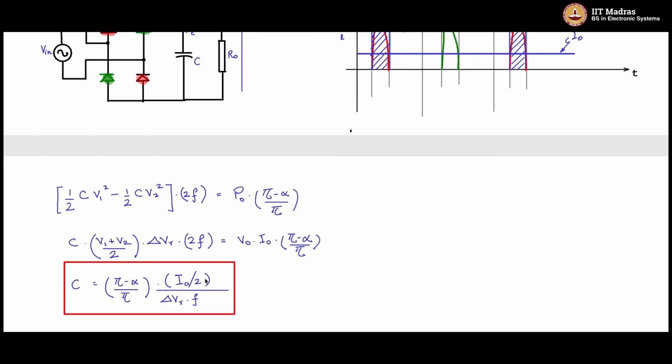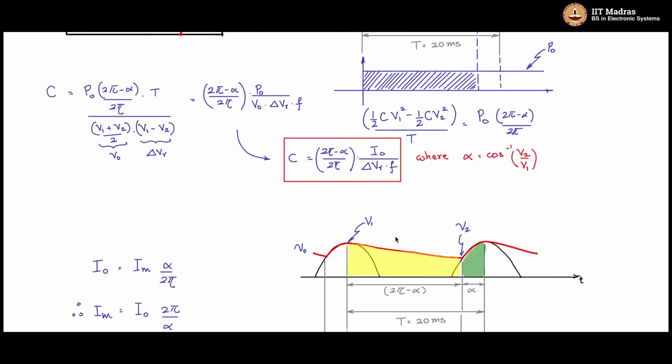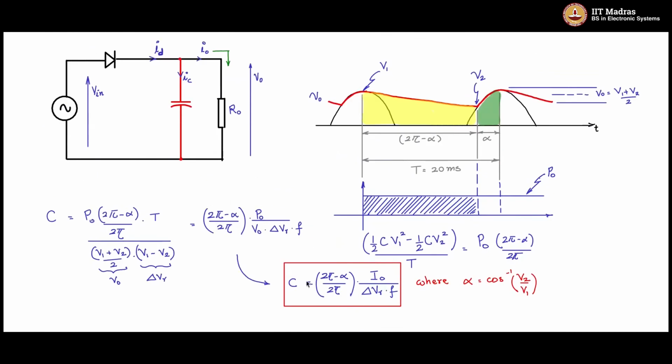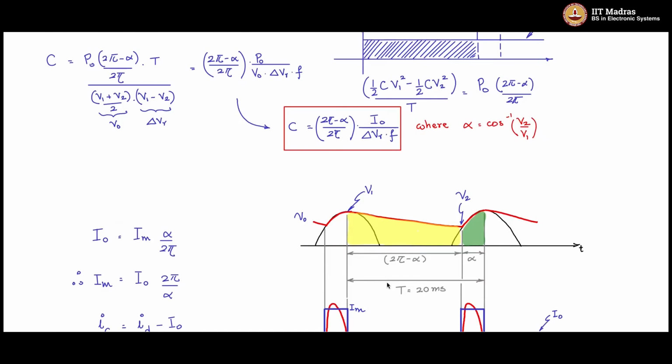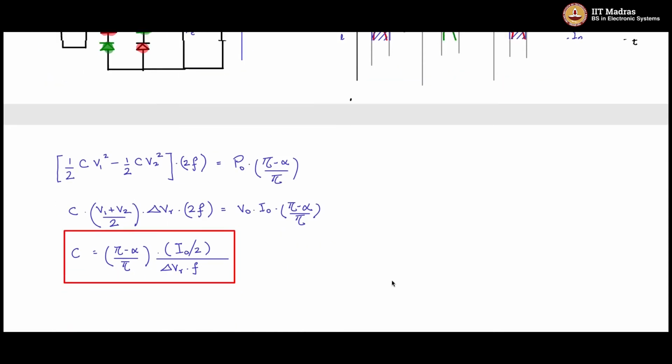You will see that the capacitance here is proportional to I naught by 2, whereas in the other case earlier we saw that it's proportional to I naught. So therefore you will see a reduction in the value of C. Of course, alpha is nothing but cos inverse of V2 by V1.